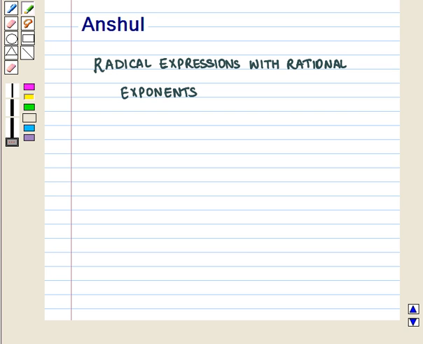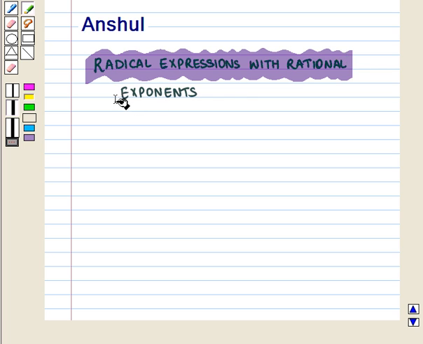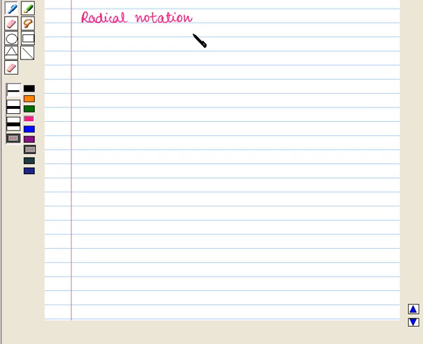In this session, we shall discuss how to write radical expressions as an expression with a rational exponent and vice versa. In our earlier session, we have already discussed radical notation, that is, nth root of x, where n is the index and x is called the radicand.